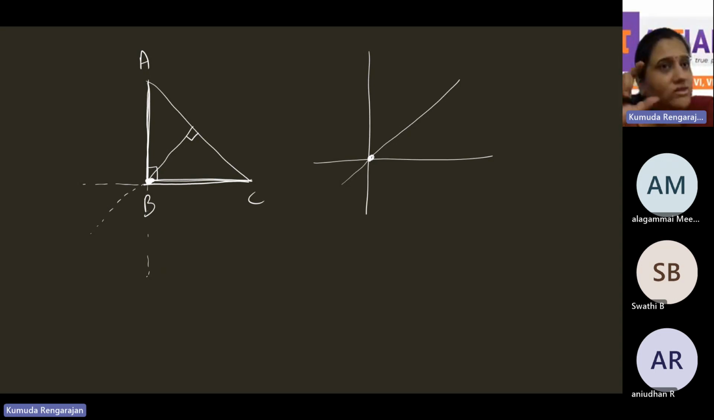Altitudes are line segments. So I just produced them so that you understand where they meet. You can see this is one altitude, this is one, and this is one, and they all meet here. Correct? So the vertex containing the right angle is the orthocenter for a right triangle. Okay.